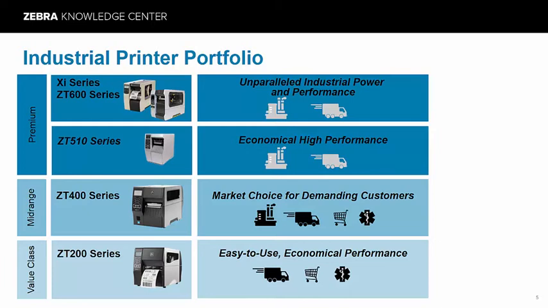connectivity options. In our premium class, replacing our legacy XI series, is the ZT600 series and the ZT510. Our premium class offers unparalleled industrial power and performance for even the harshest industrial environments. The ZT600 comes with the power of the LinkOS operating system for greater operational visibility and future-proofing to meet customers' changing needs.